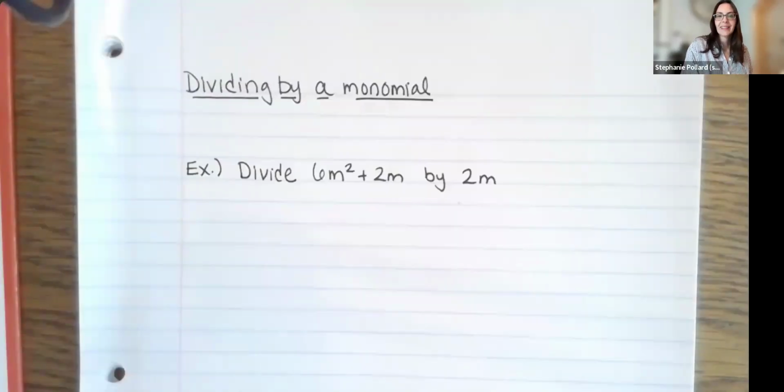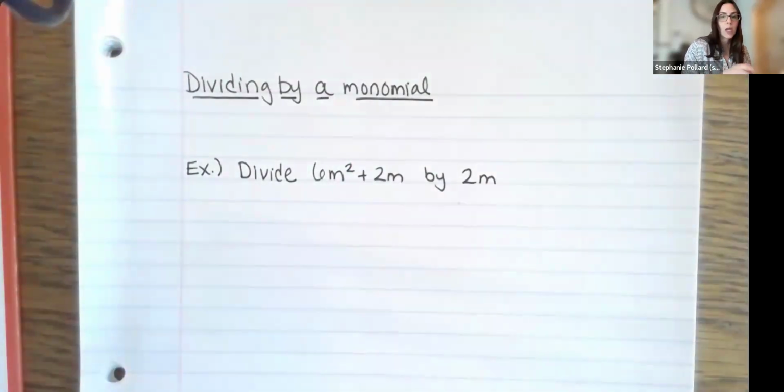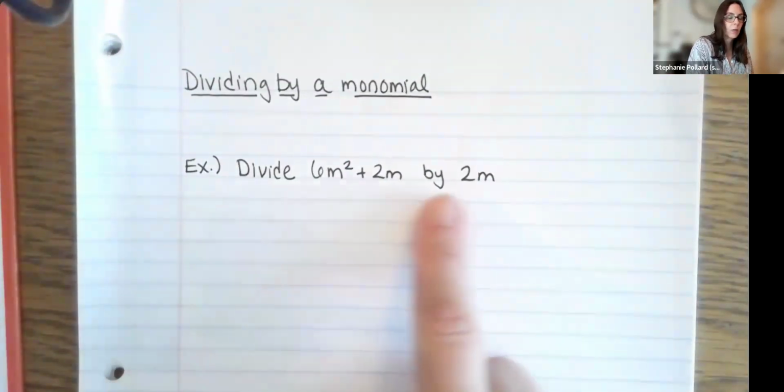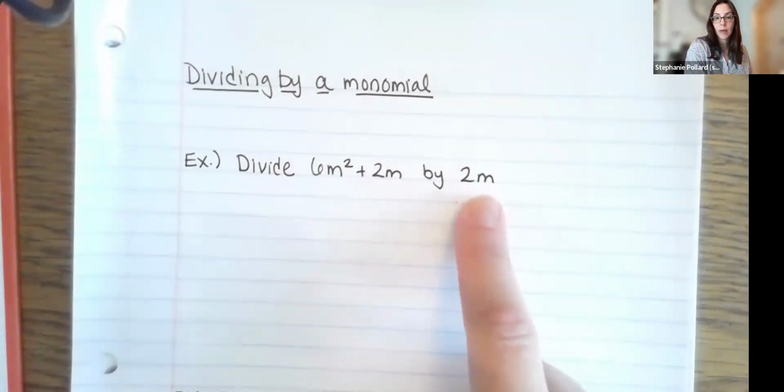Welcome back, everybody. In this video, we're going to learn how to divide a polynomial by a monomial. And remember that a monomial is just a polynomial with one term. So notice in the examples we're looking at here, we're dividing something by just a single term. So that's what this video is going to be all about.